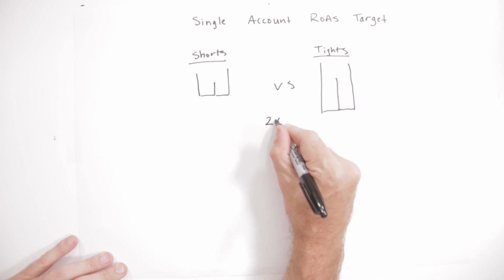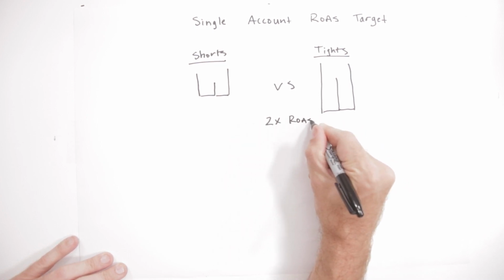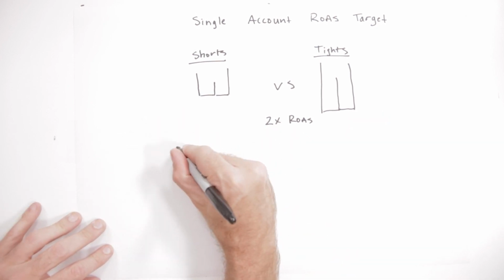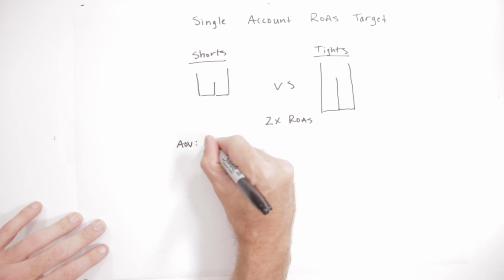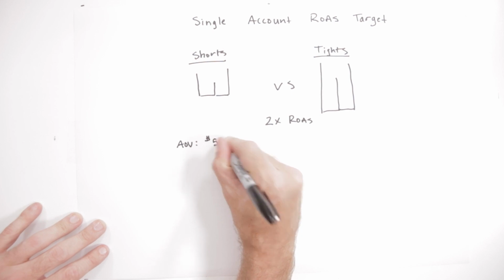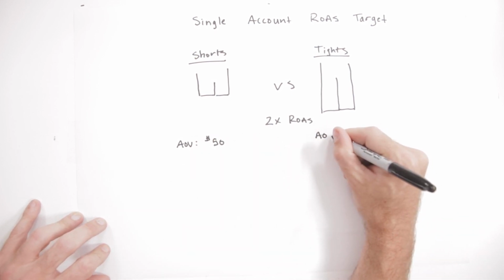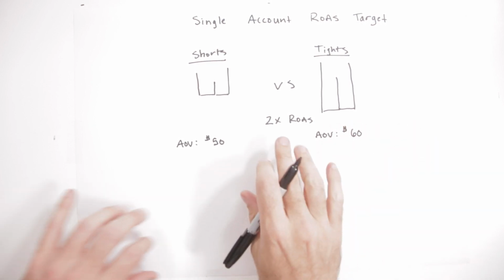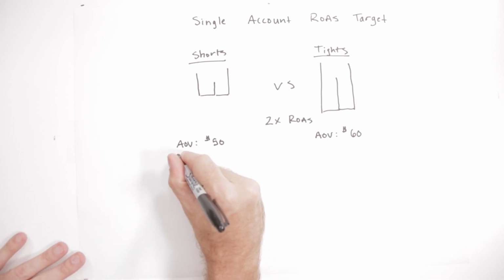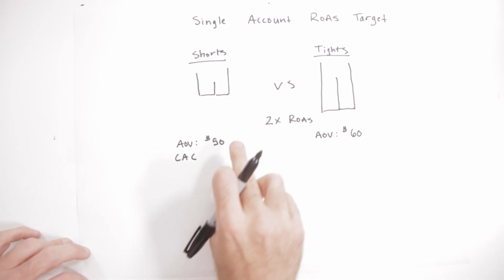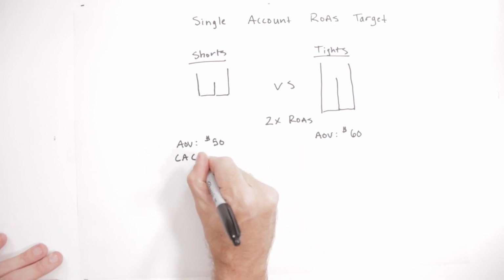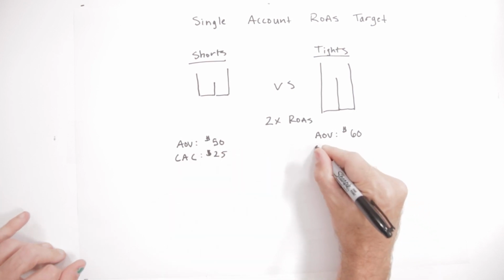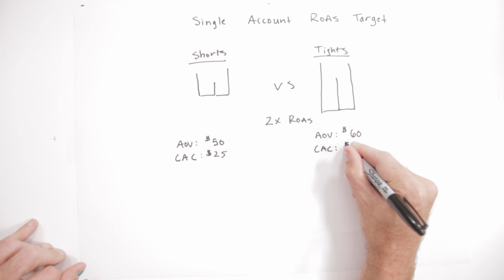Let's say we were functioning under a 2x ROAS target for each of these products, so the account target was 2x. The AOV of the shorts is $50. The AOV of the tights is $60. If we're functioning at a 2x ROAS, my CPA, or my CAC, whatever you prefer to use, is going to be my AOV divided by my ROAS. So in this case, my CAC here is going to be $25, and my CAC here is going to be $30.